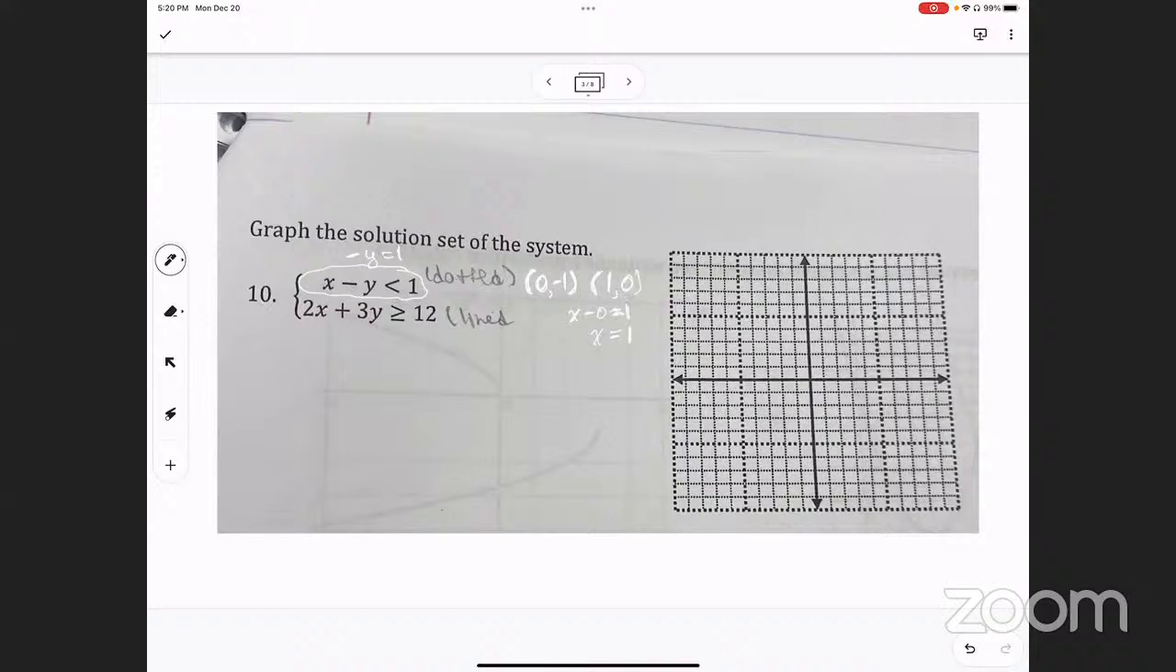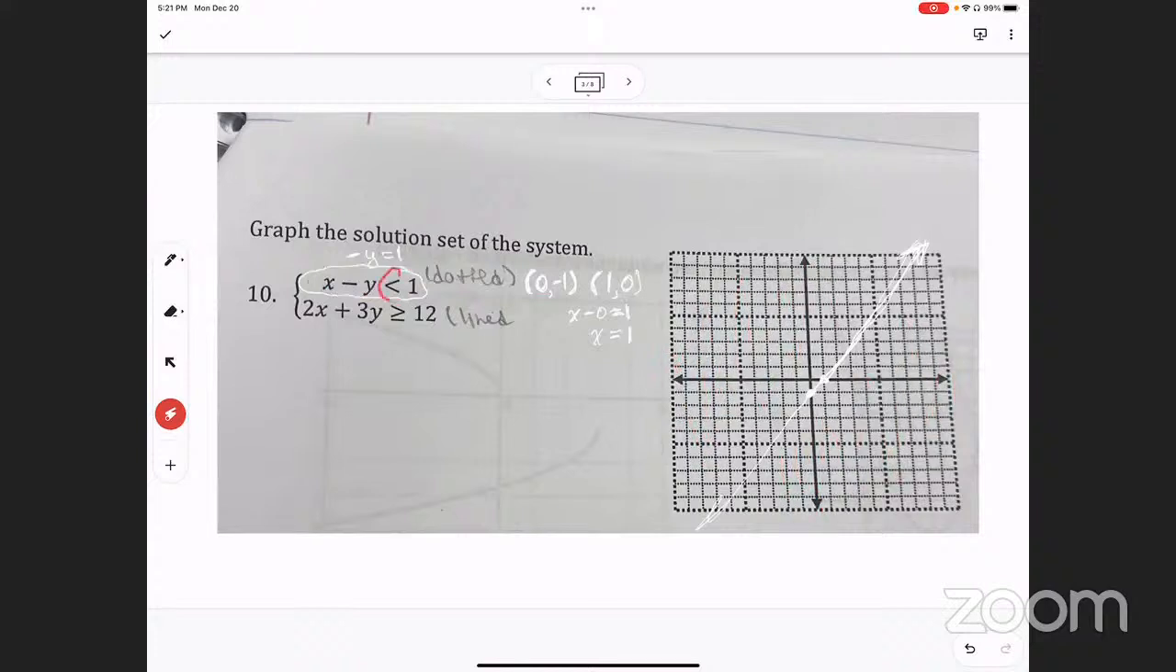So 0, -1 is here. There's your y-intercept. 1, 0 is here. There's your x-intercept. And that's all you need. 2 points, and you can graph the line, and your line goes like this, roughly. Doesn't have to be perfect, right? Now we have to shade it one way or the other. Which way am I going to shade it? Do I shade it above or do I shade it below the line?